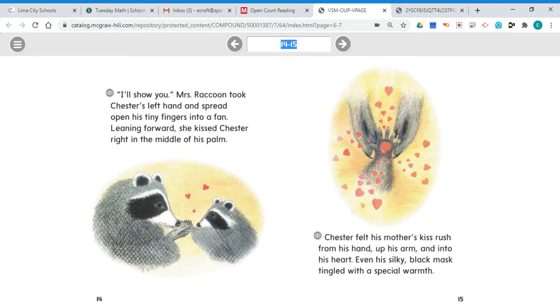Now, making connections between the story and our own experiences helps us understand what the characters are feeling. This feeling of warmth and tingling reminds me of when I get a nice hug from somebody that I love.